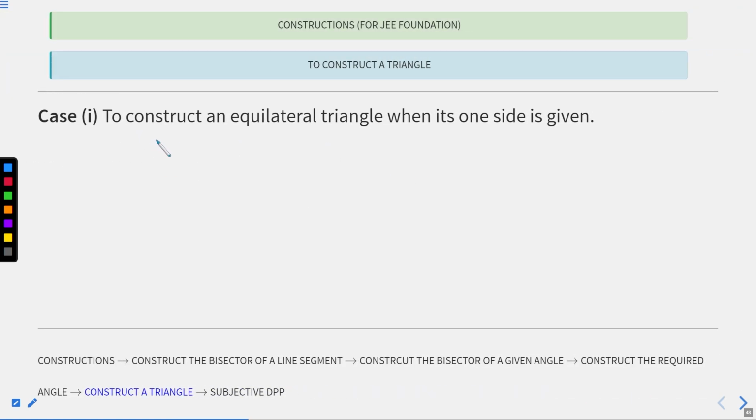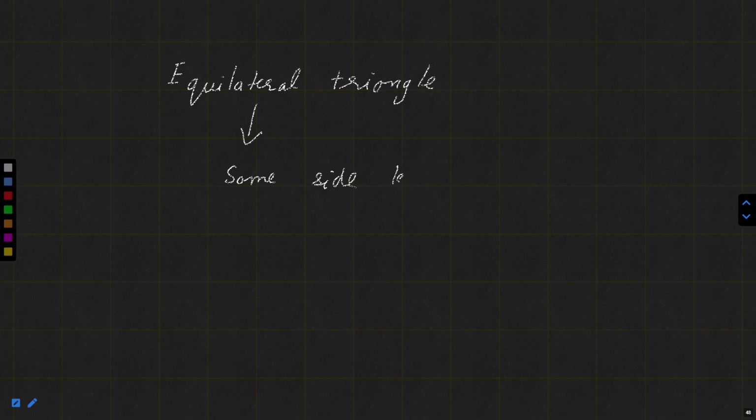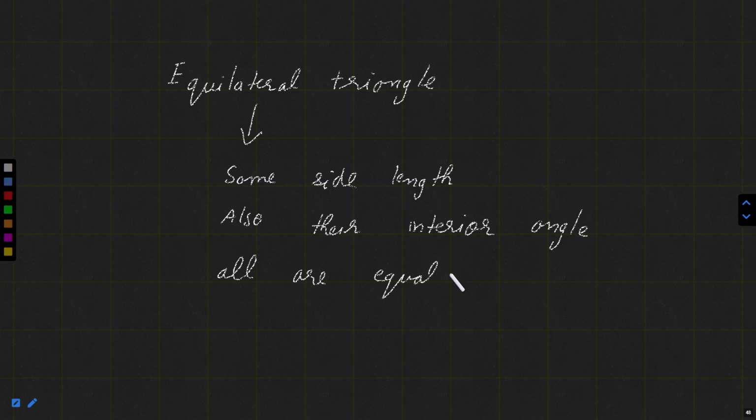To construct an equilateral triangle when its one side is given. So first let's see what is an equilateral triangle. Equilateral triangles are those triangles which have the same side length. Also their interior angles all are equal to 60 degrees.